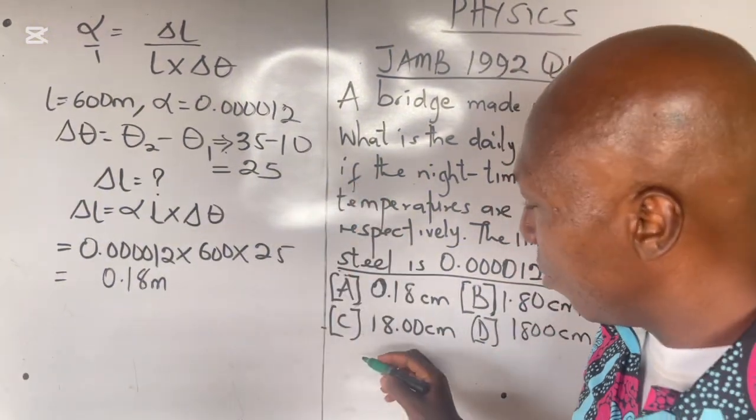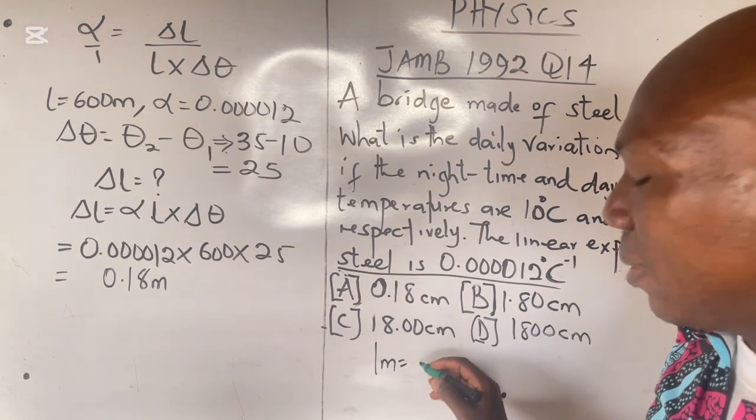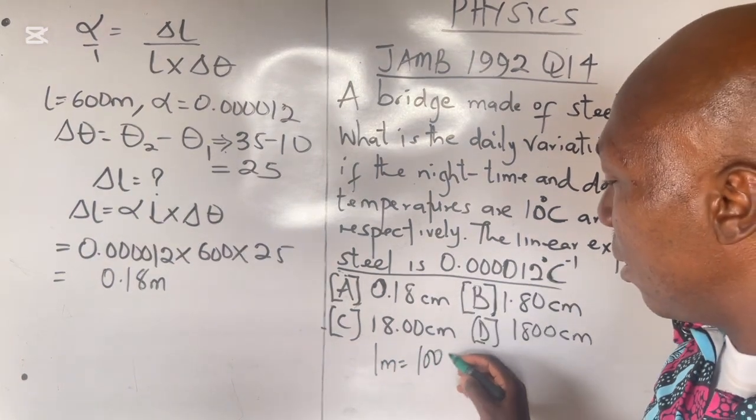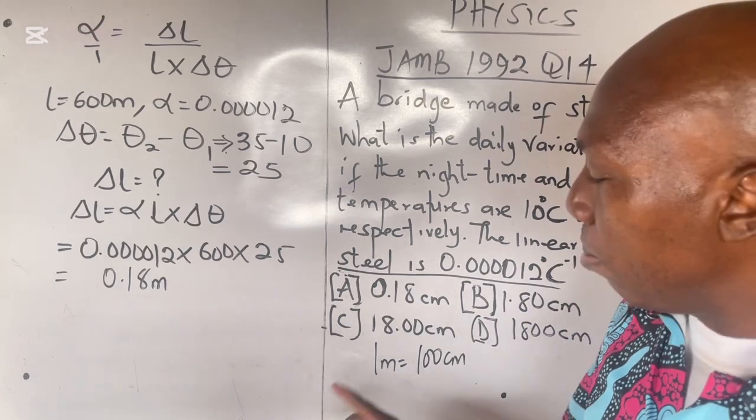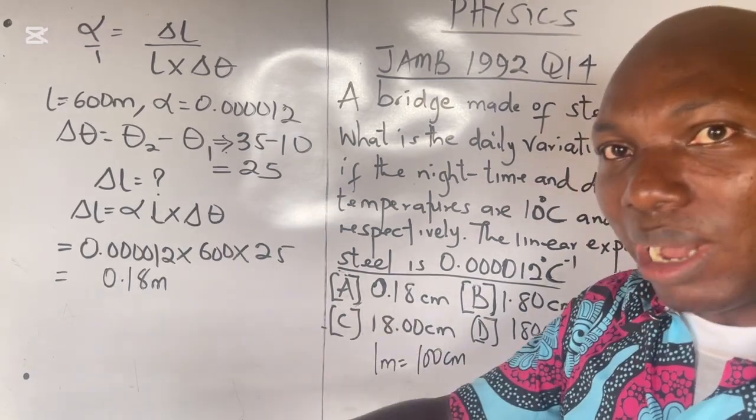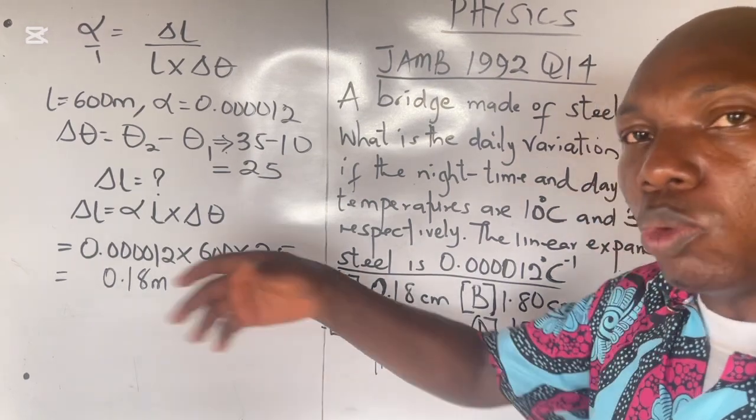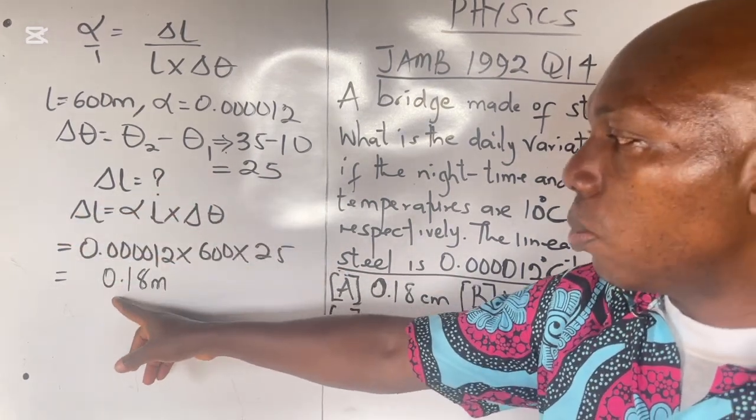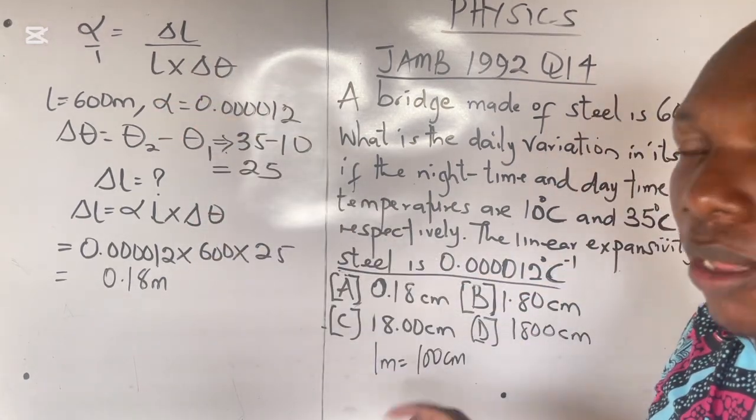1 meter is the same thing as 100 centimeter. When you are converting to a bigger unit, you will divide. When you are converting to a smaller unit like centimeter, you will multiply. We want to convert 0.18 to centimeter, so we are multiplying by 100.